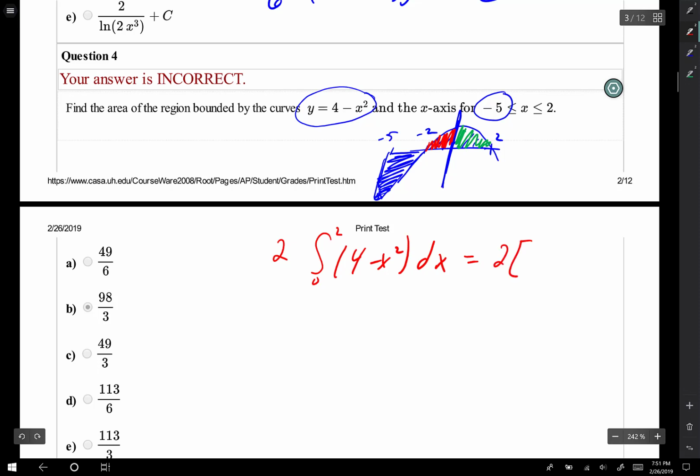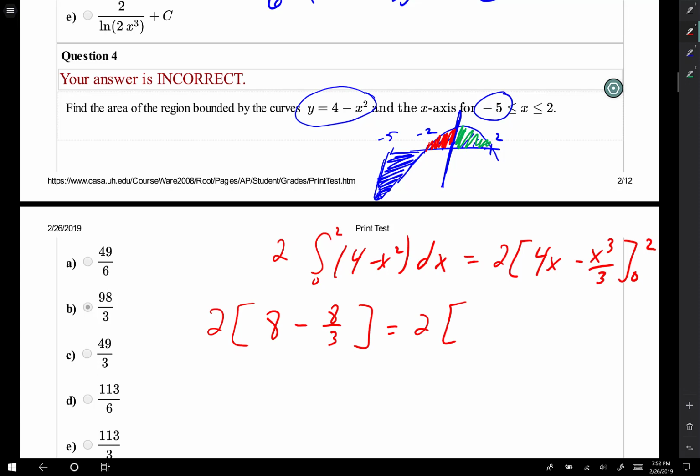The antiderivative of 4 is 4x minus x cubed over 3, from 0 to 2. I just have to worry about the 2 then. So 4 times 2 is 8, minus 2 to the third power, which is 8, so 8 thirds. Let's continue. 8 times 3 is 24, 24 minus 8 is 16 over 3. So 32 over 3.